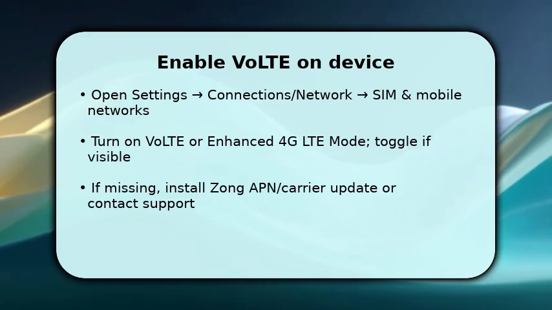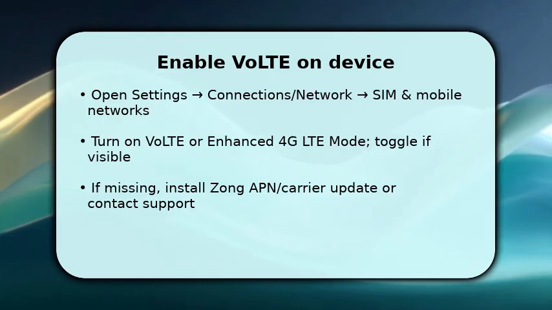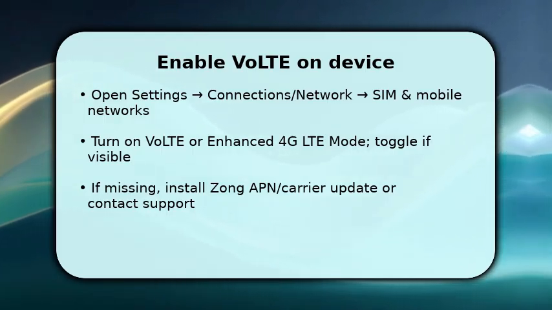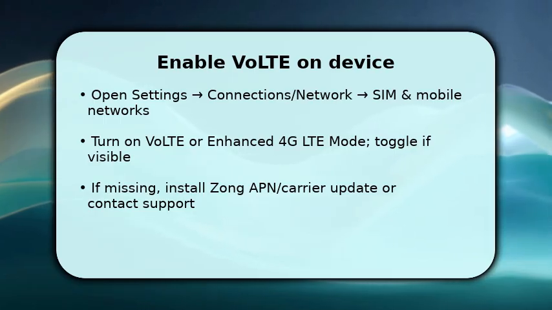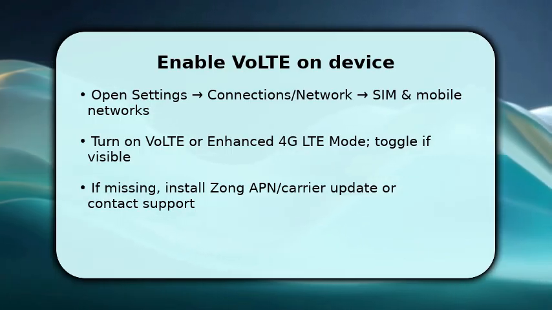You now enable VoLTE in the phone. Go to Settings, then Connections or Network and select SIM and Mobile Networks for the Zong SIM. Once there, toggle VoLTE, labeled VoLTE or Enhanced 4G LTE calling. This permits simultaneous voice and LTE data.